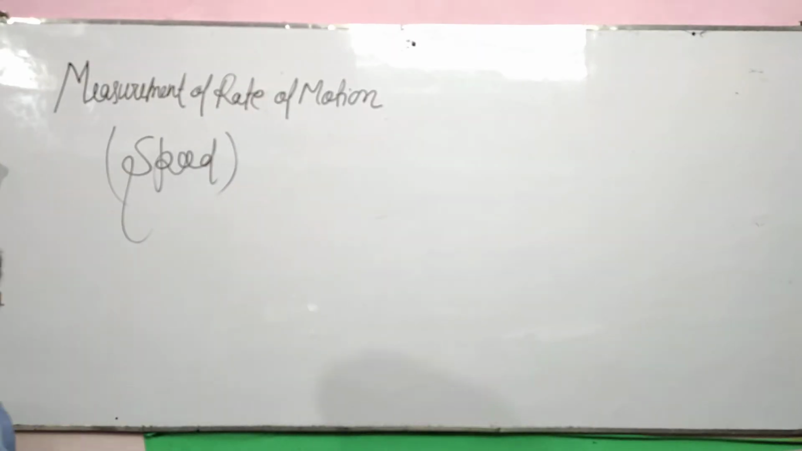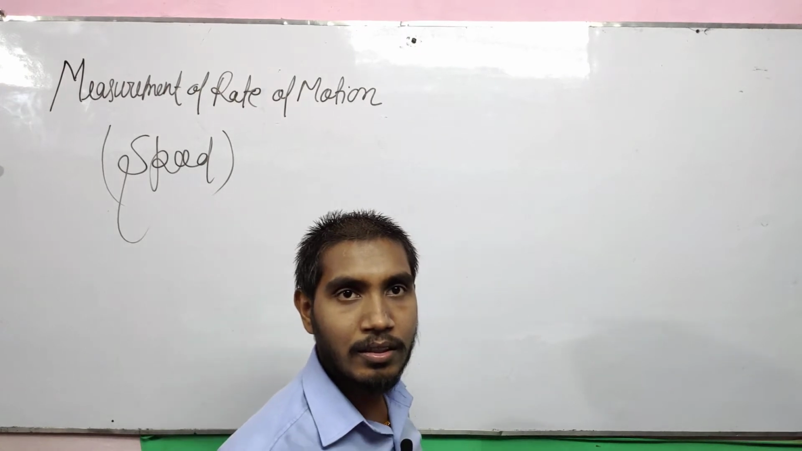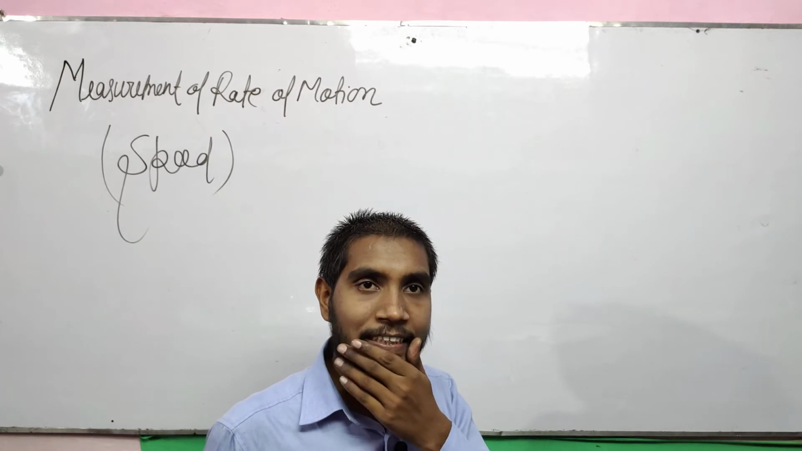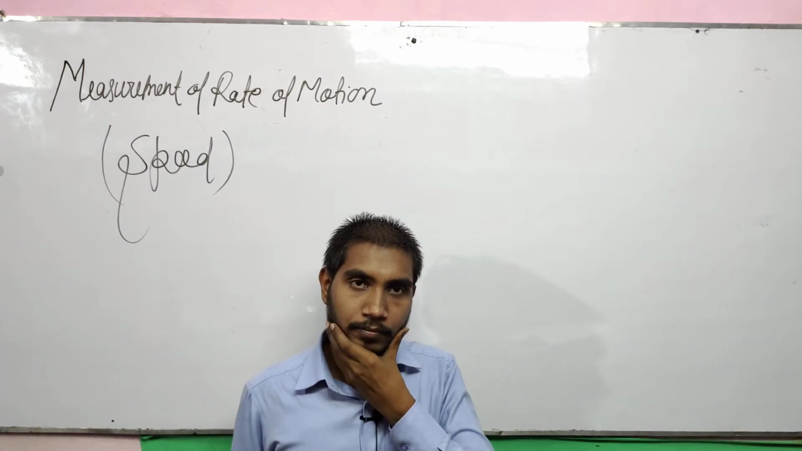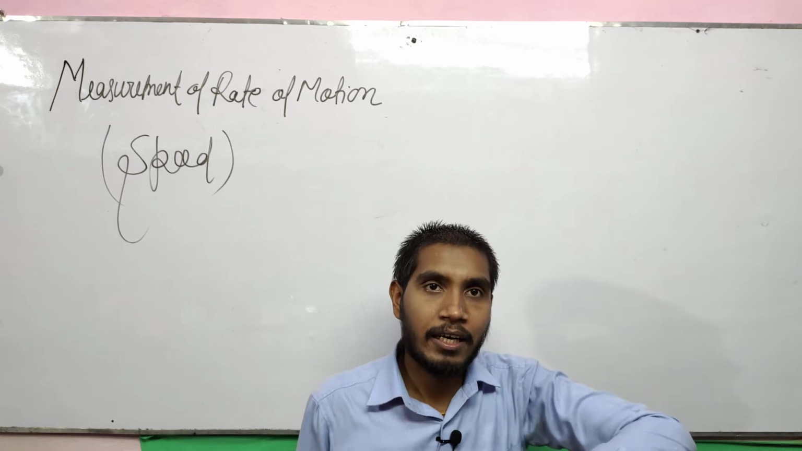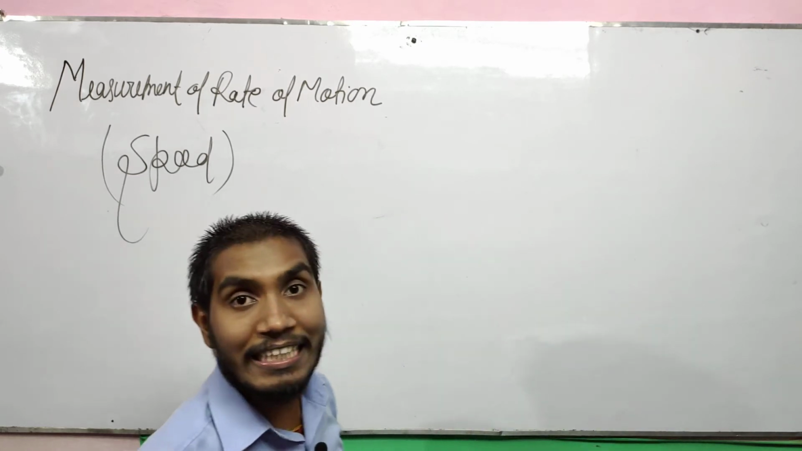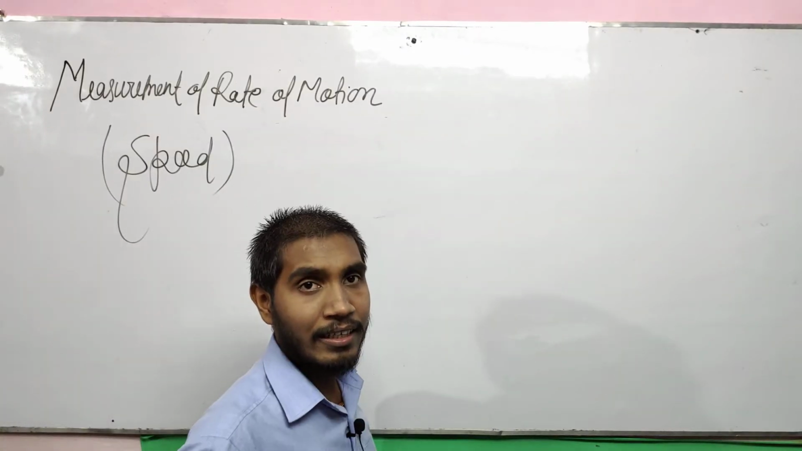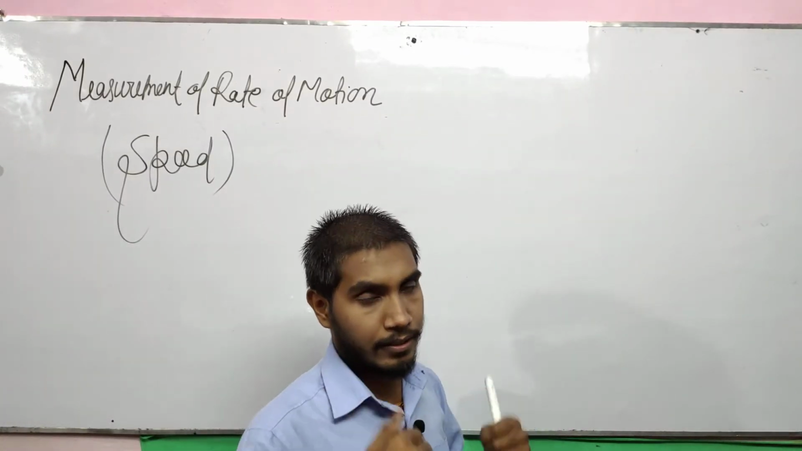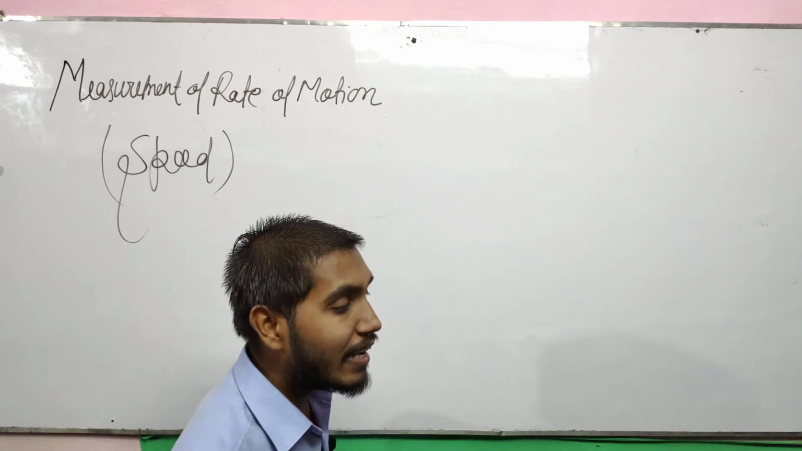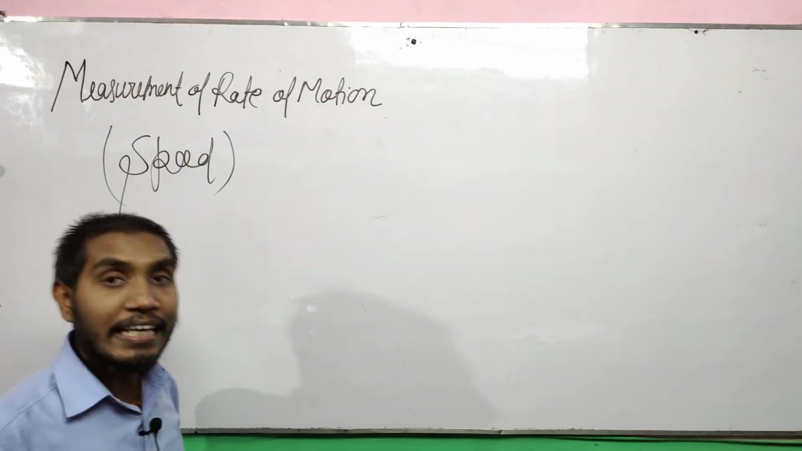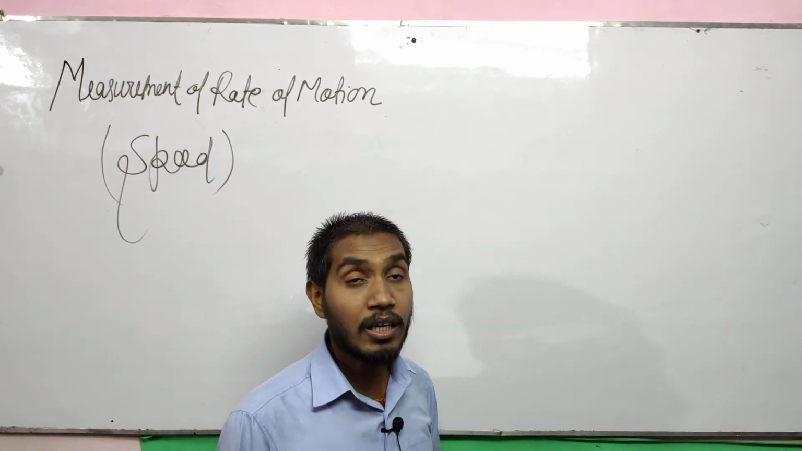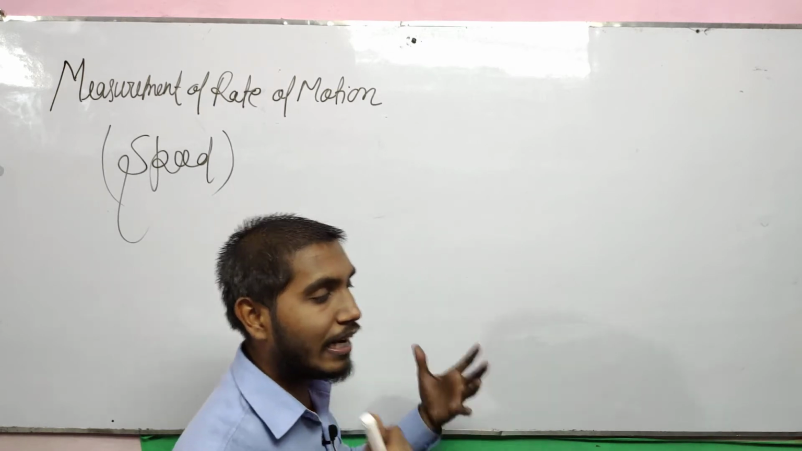This rate of motion is called speed. So what is speed? Actually, speed is the distance traveled by an object. The distance traveled by an object in a given time interval is called the speed of that object.